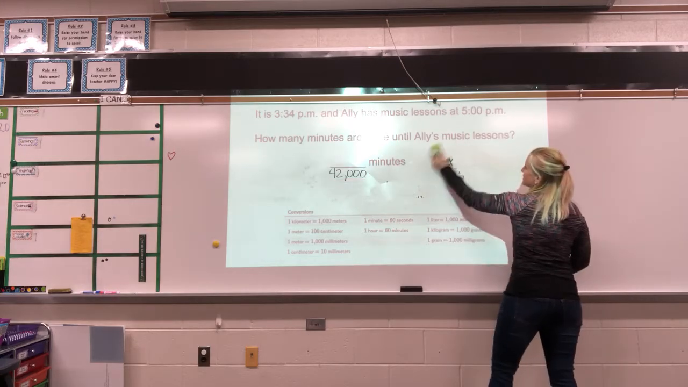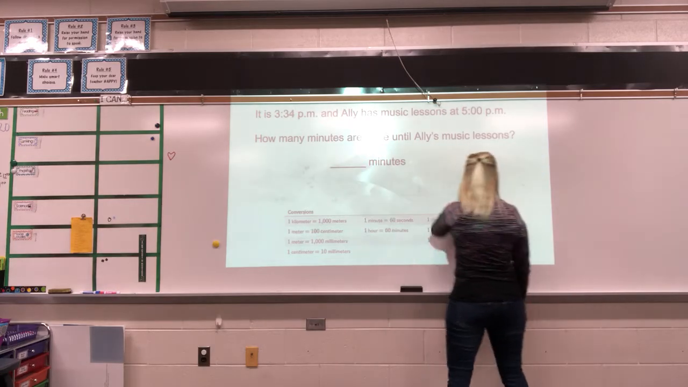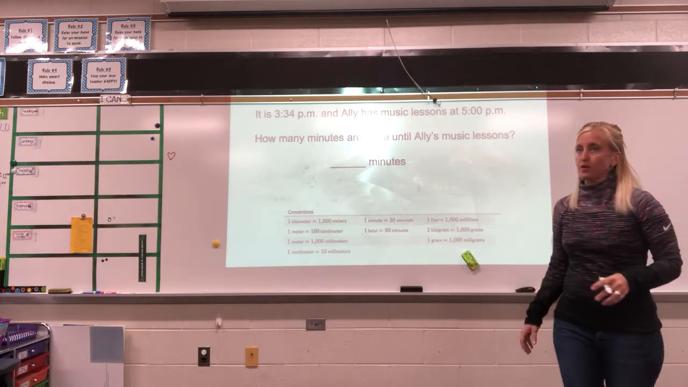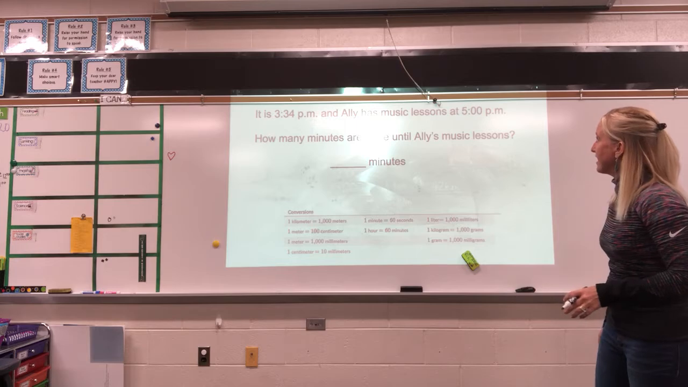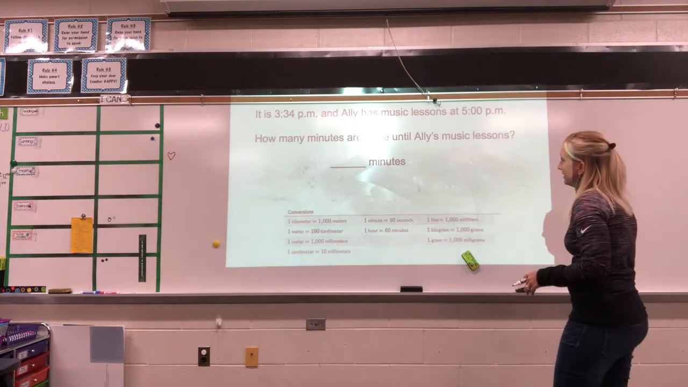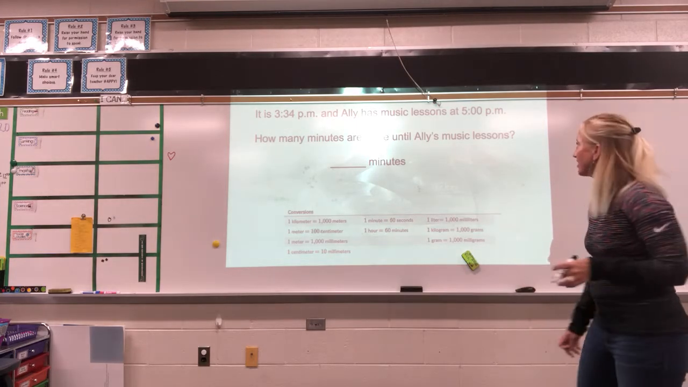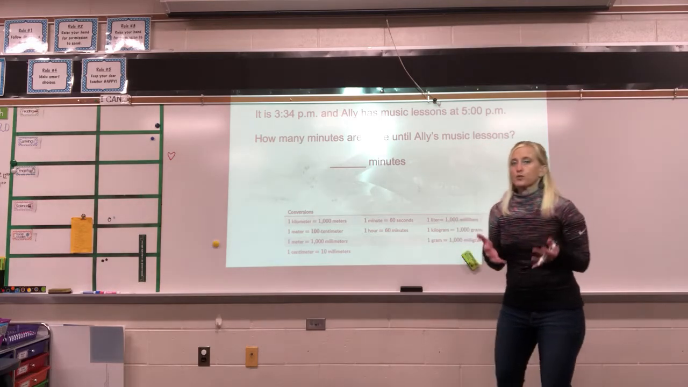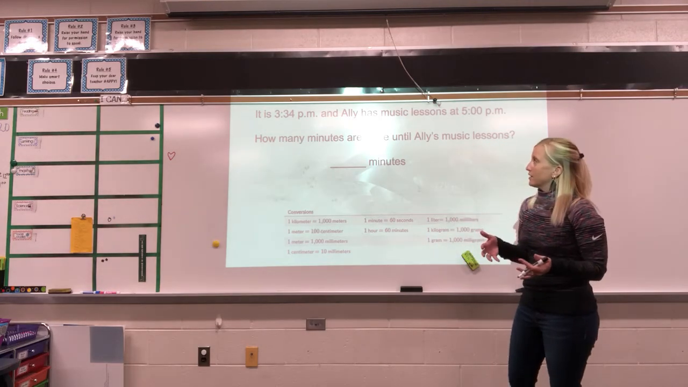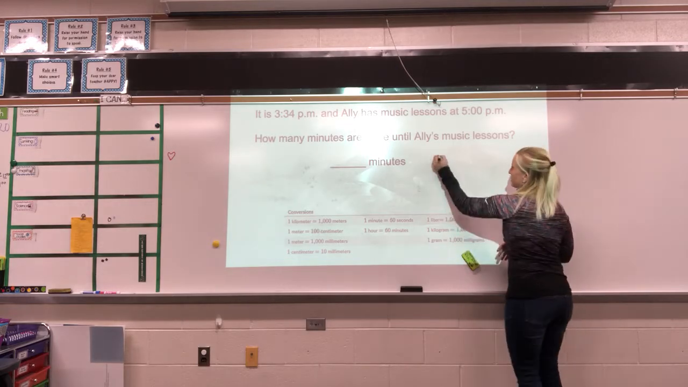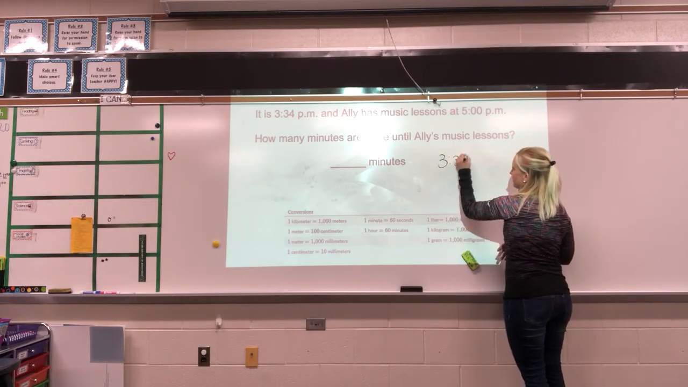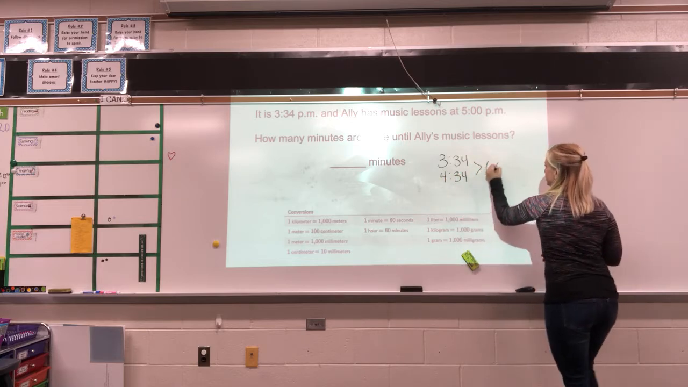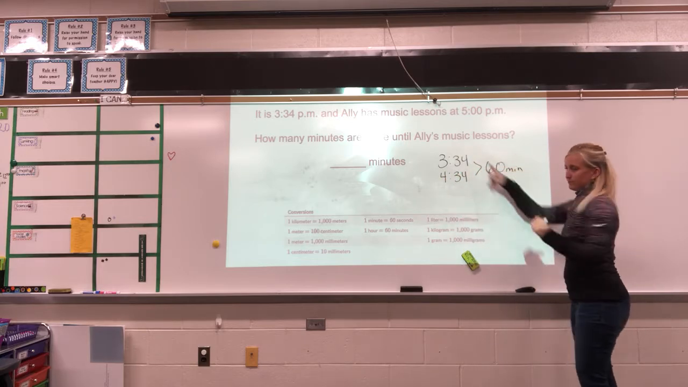Okay, so now let's try another one. This one is a time problem. It's 3:34 p.m. and Allie has music lessons at 5. How many minutes are there until Allie's music lessons? So how many minutes? Well, if it's 3:34, if we go to 4:34, so I'm going to write 3:34 to 4:34. Well, that would be 60 minutes because that's an hour.